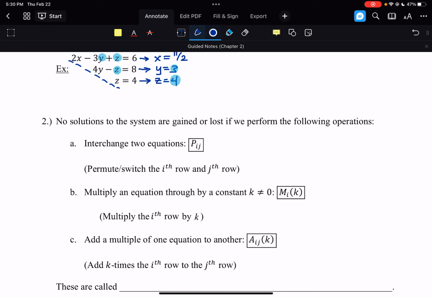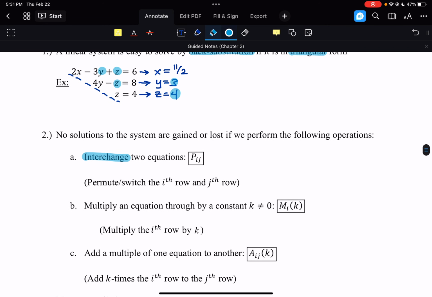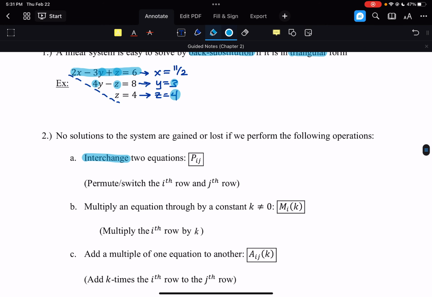If we perform any of the following operations, we can interchange two equations. Like if we go back up to this system, if I took the first equation and the second equation and just switched their order around, that would still be the same system, right? Just the equations are listed in a different order. That doesn't change the solutions to the system. This is an operation we can perform. We use the abbreviation P sub ij. We use P for the word permute, which means to switch the ith row and jth row. So P sub ij is where we permute the ith row and the jth row, and it does not cost us any potential solutions.